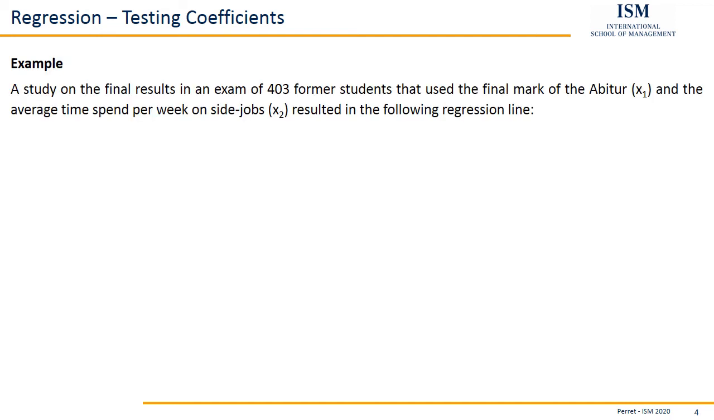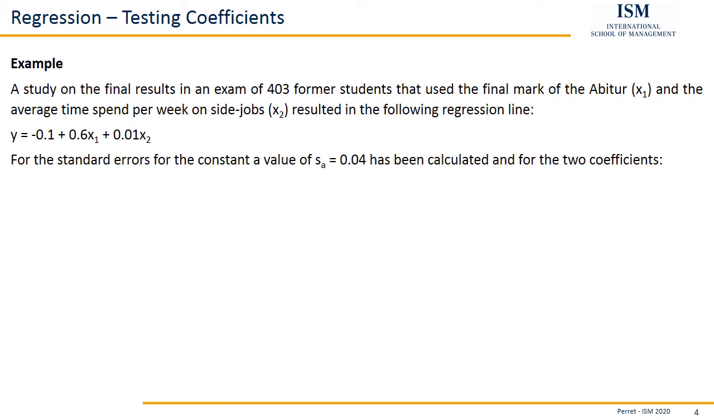Here in the example, we have a study on the final results in an exam of 403 former students that used the final mark of the Abitur, X1, and the average time spent per week on side jobs, X2, resulted in the following regression line. And we have here the regression line. And we know additionally, for the standard errors, for the constant, a value of 0.04 has been calculated. And for the two coefficients of 0.2 and for the second 0.1.